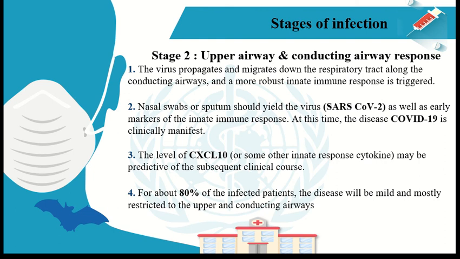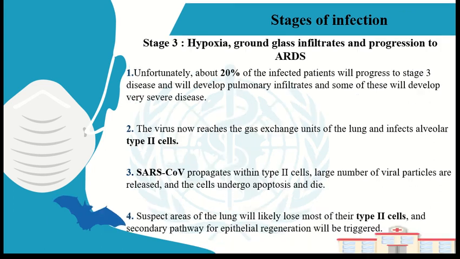And nasal swabs of sputum should yield the virus SARS-CoV-2 as well as early markers of the innate immune responses. At this time, the disease of COVID-19 is clinically manifest, and the level of CXCL10 or some other innate response cytokines may be predictive of the subsequent clinical course. For about 80% of the infected patients, the disease will be mild and mostly restricted to the upper and conducting airways.